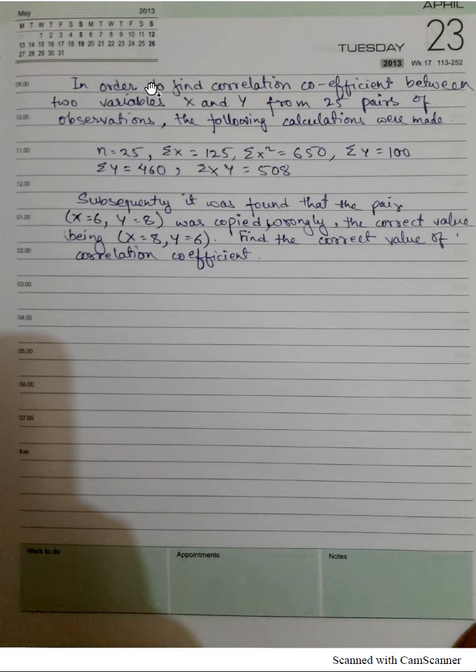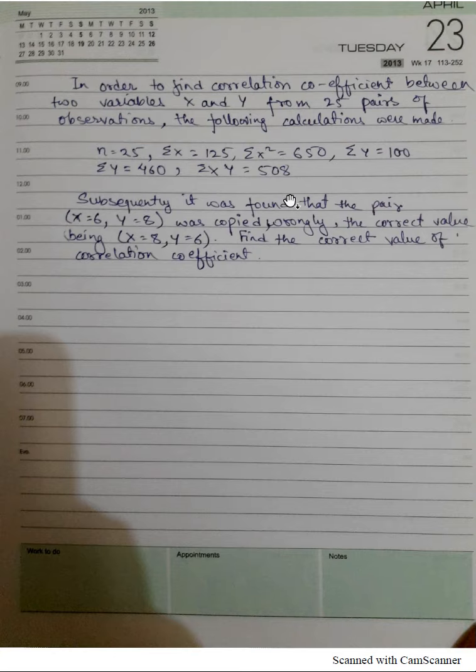So this is one question you should try yourself. It is for a single pair. In order to find the correlation coefficient between two variables x and y from 25 pairs of observations, the following calculations were made. N is equal to 25, summation x is equal to 125, summation x square is equal to 650, summation y is equal to 100, summation y square is equal to 460, and summation xy is equal to 508. Please read this as summation y square.